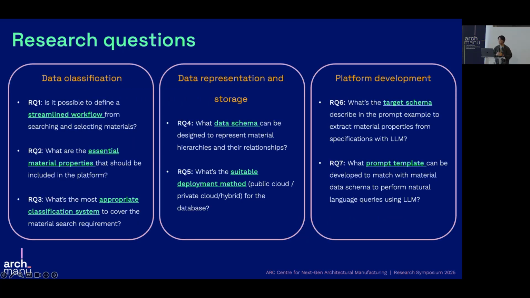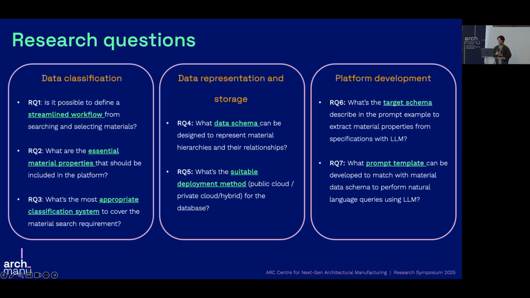Responding to the objectives, several research questions have been proposed and classified into three groups: data classification, data representation and storage, and platform development. For the first group, the research is going to find out whether it is possible to define a streamlined workflow for designers to select materials. The research also wants to find what the essential material properties are that should be included in this platform. And this research is also going to explore what the most appropriate classification system is.